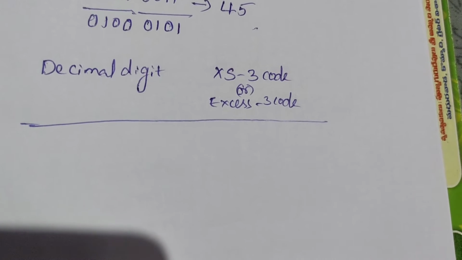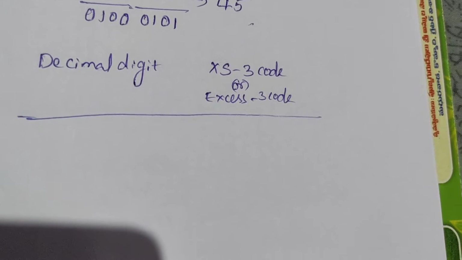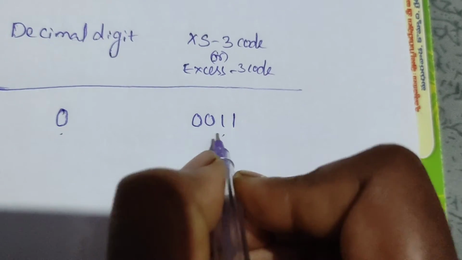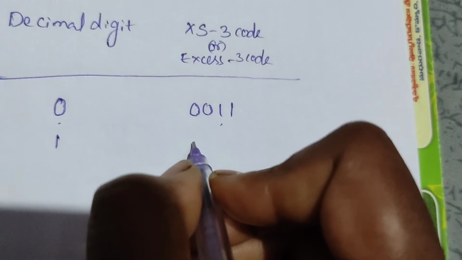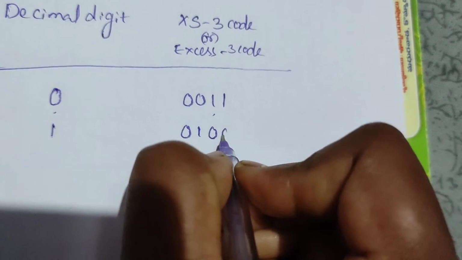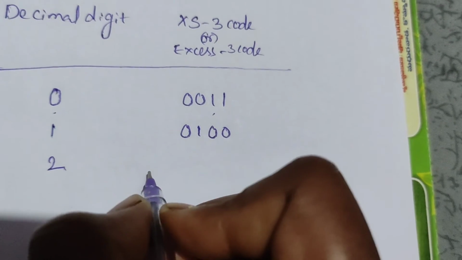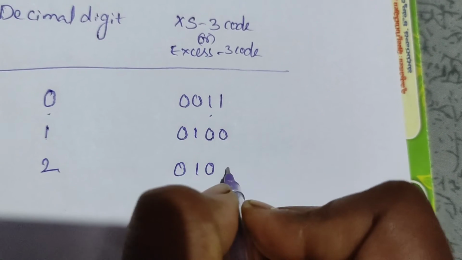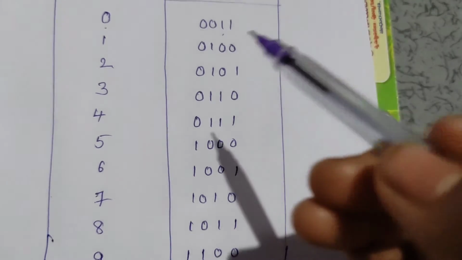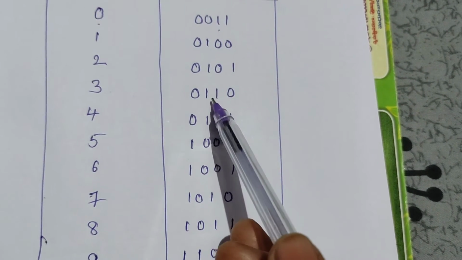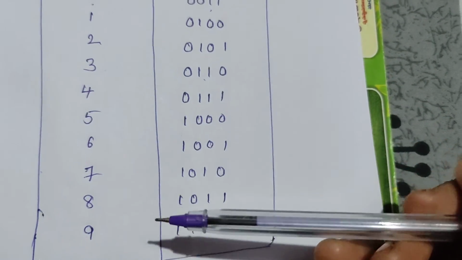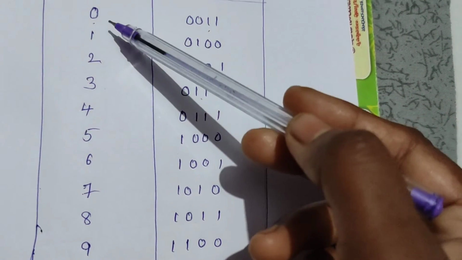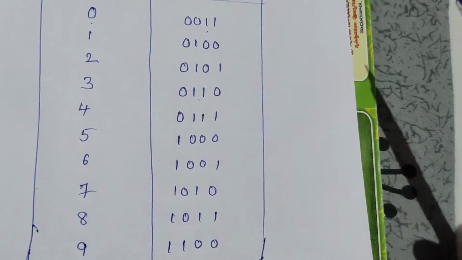Let us see XS3 representation of decimal digits from 0 to 9. XS3 of 0 is adding plus 3, becomes 3. XS3 of 1 is plus 3 is 4, 0100. XS3 of 2 is adding 3 to the 2, so it is nothing but 5, 0101. Similarly for 3 we are adding plus 3, becomes 6. These are the XS3 codes of decimal numbers from 0 to 9. In each and every case we are adding plus 3 to the decimal digit.